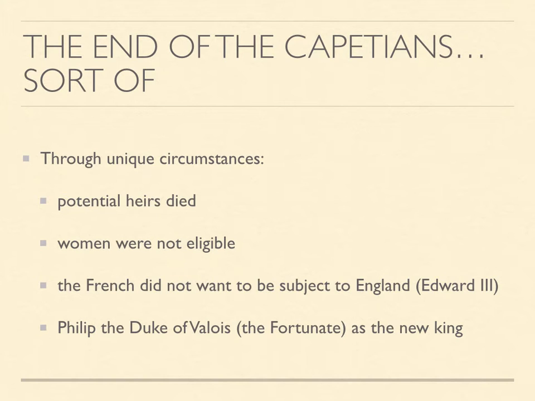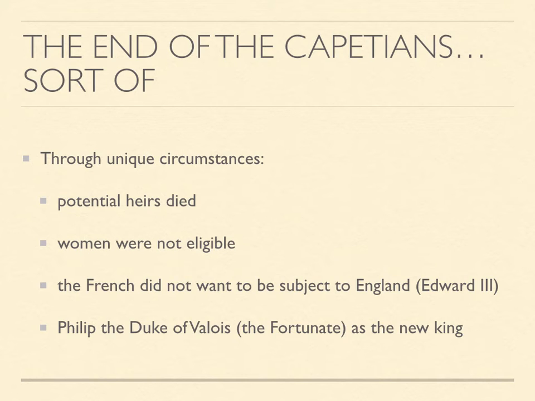So ideally, the first choice would be the first son, right? Second choice would be the second son. But then maybe you could go to a grandson, or something like that. But you don't really want to go to a nephew so much. You don't really want to branch out that far. So anyway, no sons were available to become king, or they all died. Now there was a nephew, Edward III, but he was English.